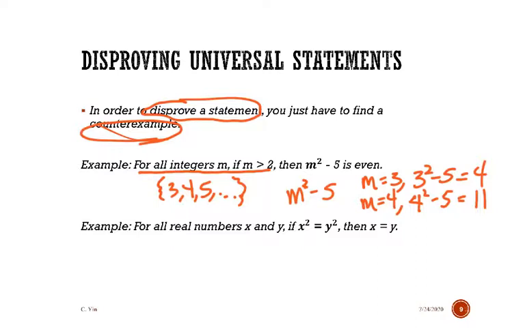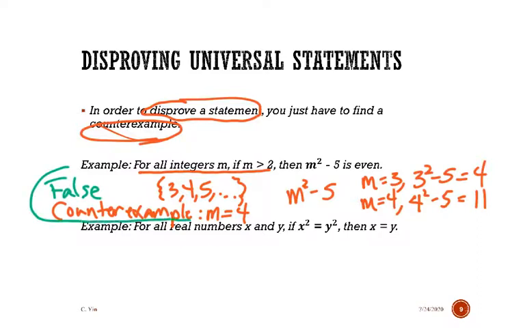Okay, so what we have done here is we have disproven this statement because we were able to find a counterexample where it was an integer, it was greater than 2, but m squared minus 5 was not even. All right, and so our counterexample, again, you only have to find one. But ours is that when m equals 4. And so we would say that this is a false statement.